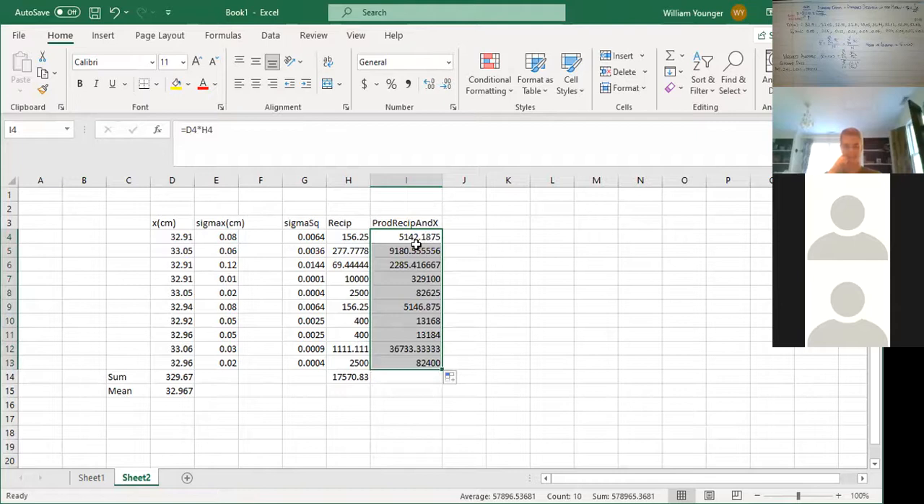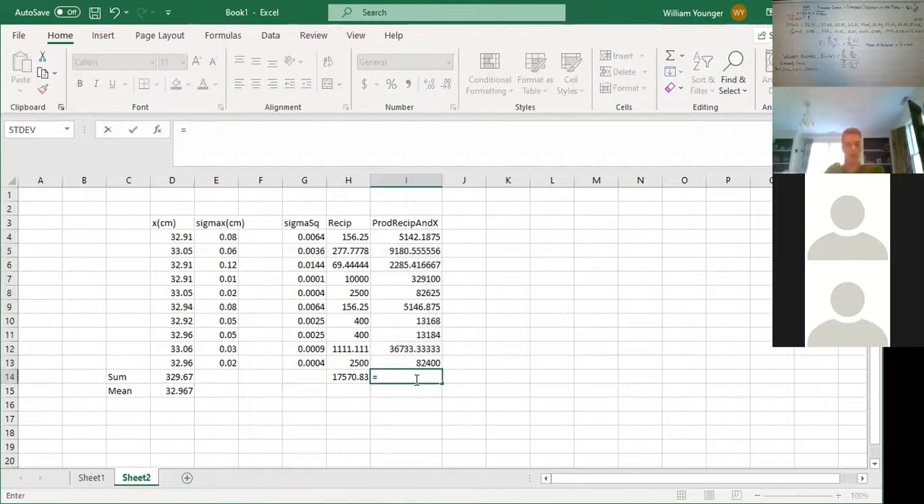Now you see how big this 32.91 with the 0.01 is? It's 329,100. Whereas this 32.91 with the 0.12, that's only 2,285. So you can see how it's giving much more weight to the ones with low error. Now I'm going to take the sum of all this, equals sum, and that'll be the numerator of my formula for the weighted average.